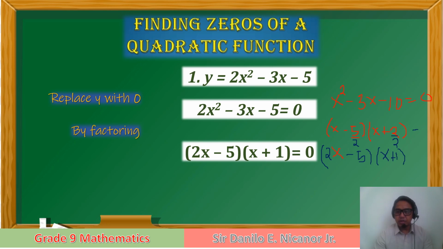Okay? And don't forget to write equal to 0, kasi pag walang equal to 0, hindi natin ma-apply yung zero product property. So, yan lang yung napakadaling pagpa-factor, systematic.